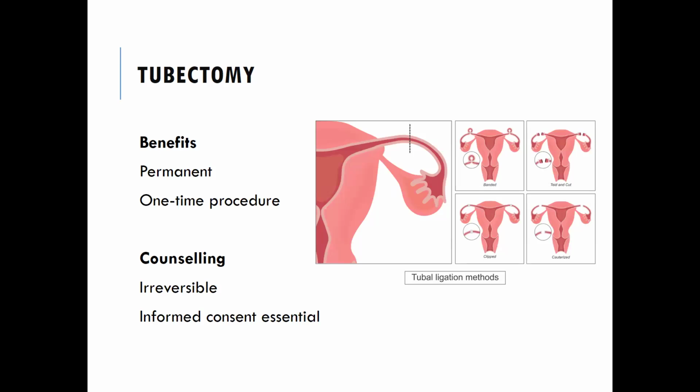Then the female method is tubectomy or tubal ligation. Benefits are again that it's a permanent method and one-time procedure, and she should be counseled that it's an irreversible method, so it should only be used when the family is complete and both partners have given the consent. Informed written consent is essential in this case. We can see in the picture how they have ligated or clipped or banded or tied and cut the fallopian tube.